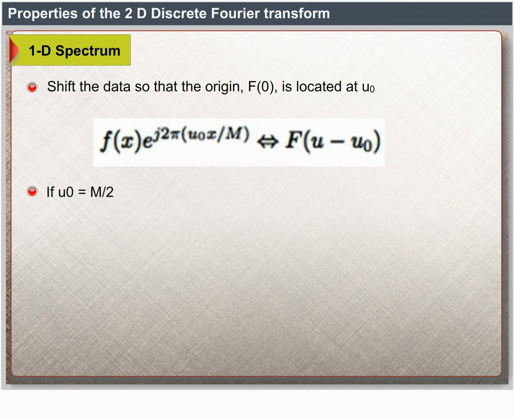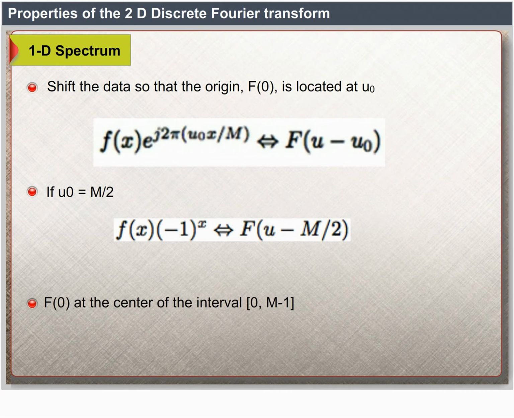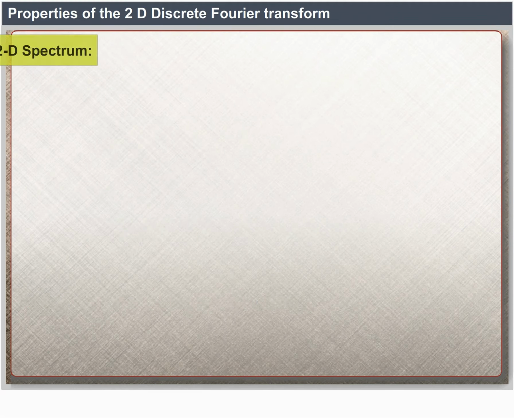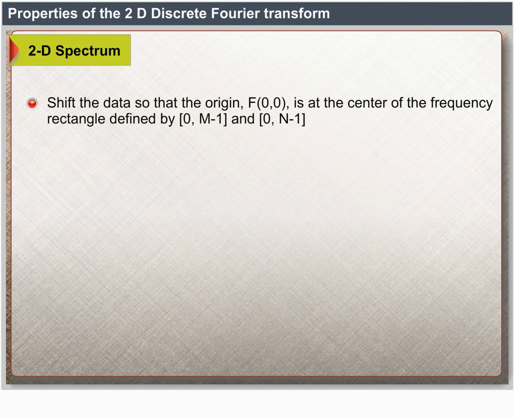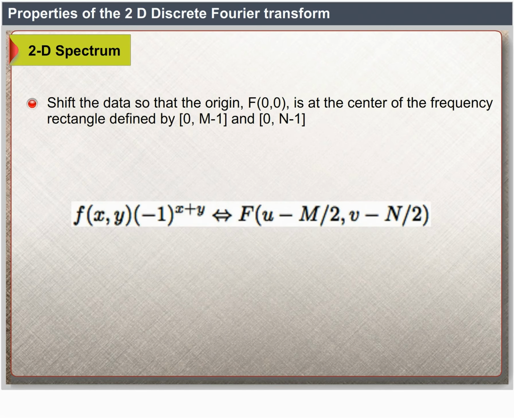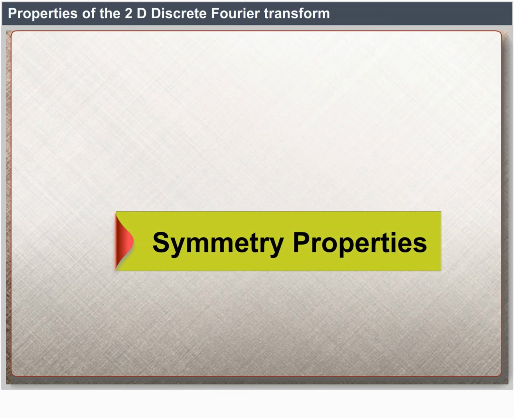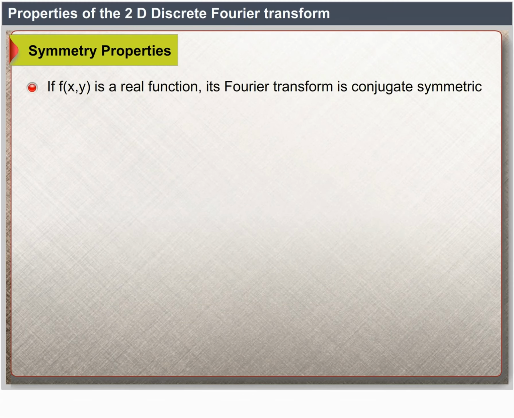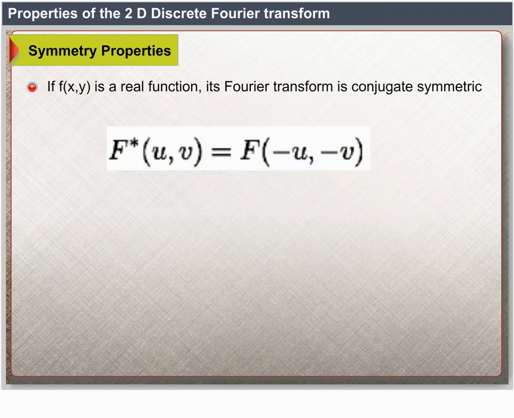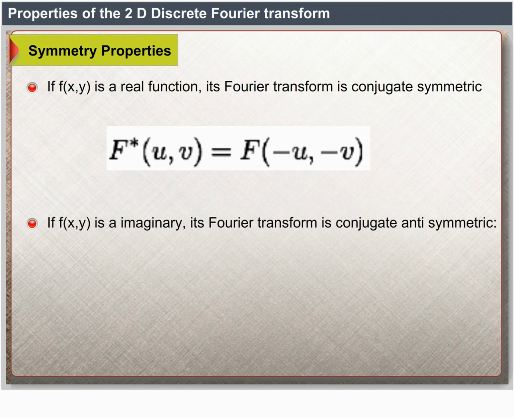Symmetry properties. For example, if f of x, y is a real function, its Fourier transform is conjugate symmetric, as shown. If f of x, y is imaginary, its Fourier transform is conjugate antisymmetric, as shown on the screen. The table on screen shows the difference between spatial domain and frequency domain. Fourier spectrum and phase angle. The 2D DFT can be expressed in polar form, as shown on screen, where the magnitude is called the Fourier or frequency spectrum, and the equation can be seen on the screen.